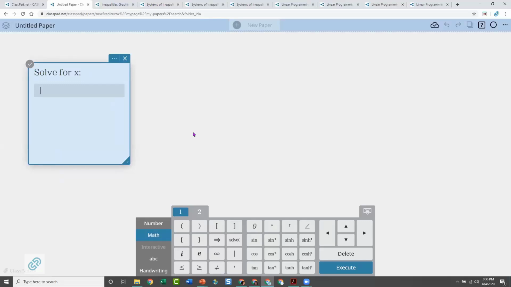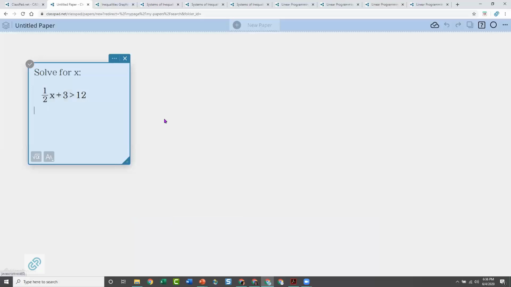So let's say I ask the students to solve an inequality, like they've just come off understanding how to solve equations. So now I kind of throw it up, and I'm going to make a fraction. I'm using my keyboard, but I could also use the template here. I'm going to hit 1 and then backslash, and that makes a fraction. So there's my fraction 1/2 x plus 3, and I want it to be greater than, let's just pick a number here, 12.